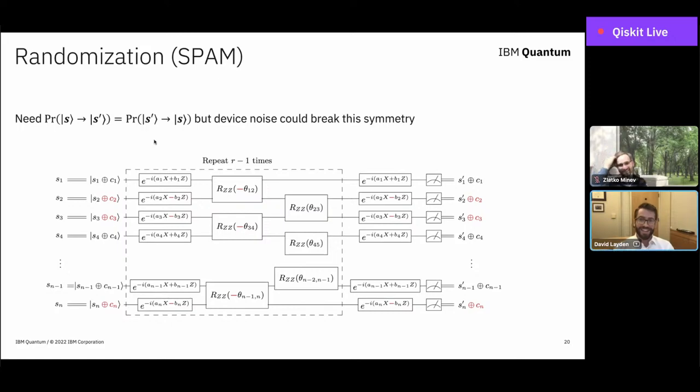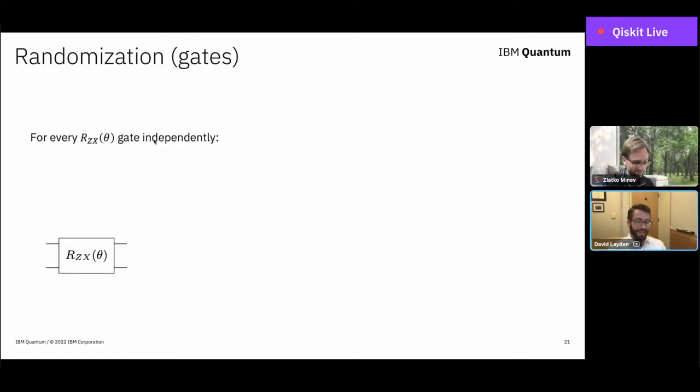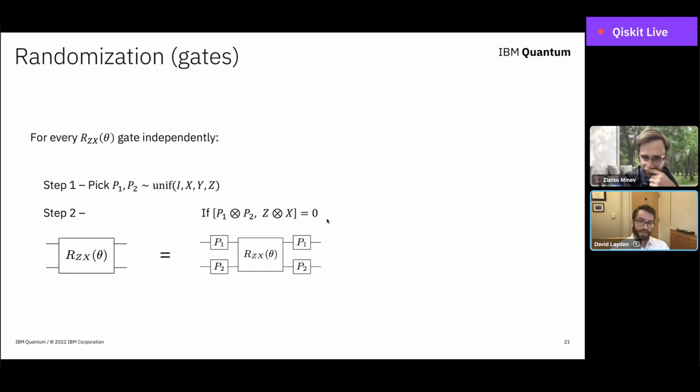Yeah, exactly. So the last remaining error source that we were concerned with are the two-qubit gates, where we played a similar randomization trick as I just described for the readout. Now, if our two-qubit gates were Cliffords, like CNOTs, we could just use Pauli twirling, but here they're explicitly non-Clifford, and so we had to do something a little different, but with a very similar effect. Namely, every time an RZX gate arose in our circuits, we picked single-qubit unitaries, P1 and P2, at random, and we added them both before and after the gate.